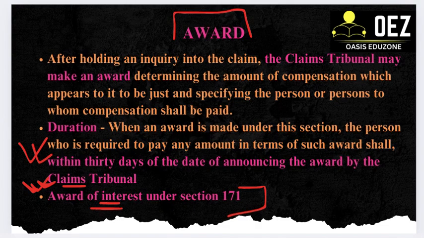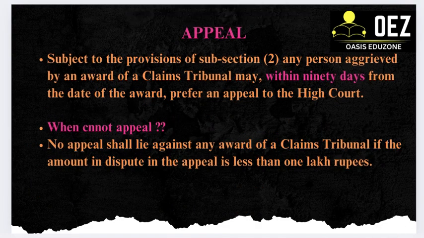Okay, now subject to the provision of subsection 2, if any party is aggrieved, suppose a party is unhappy with the award of the claims tribunal, then within 90 days he or she can appeal to the high court of that state. Okay, so within 90 days. Remember, do not get confused, because there is a high chance of questions coming on these periods. Within 90 days, within 30 days, many questions come. So within 90 days from the date of the award, the party can prefer an appeal to the high court.